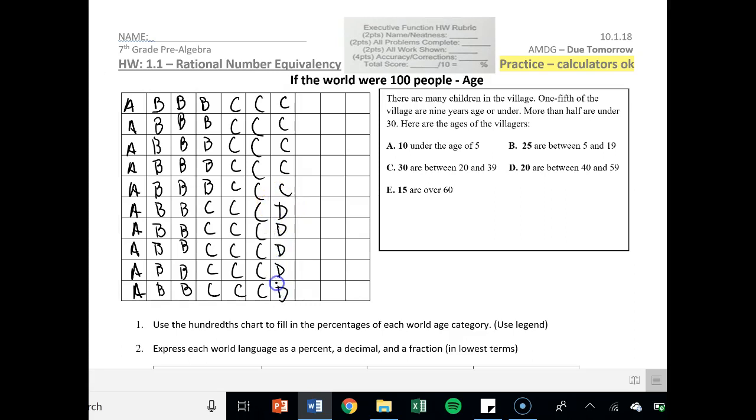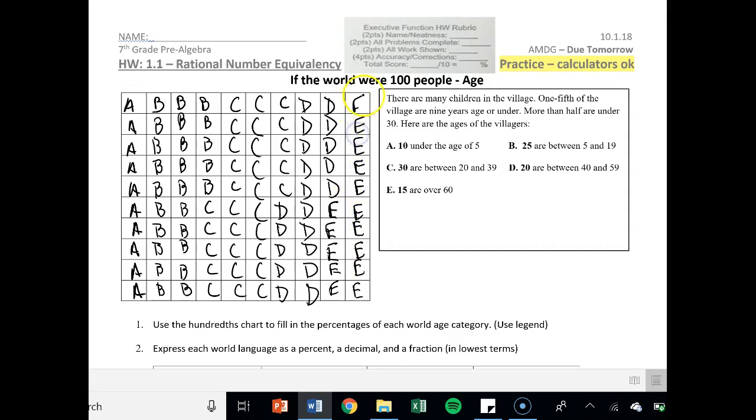3, 4, 5, and then I need 15 more. So that's 10 plus 5 is 15, so I need 5 more for 20 of them. And then lastly, the rest, 15, are people over 60. Alright, so this is how our village looks as far as the age breakdown.